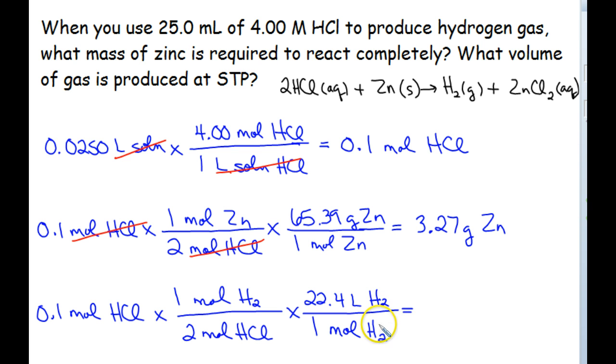Now, if this was not at STP, we would not be able to do this step. We would actually have to solve for the moles of H2 and then plug it into the ideal gas equation. But since we are at STP, it makes things a little bit easier. So in your calculator, you should do 0.1 times 22.4 and then divide that by 2. That should give you 1.12 liters of H2 gas at STP.